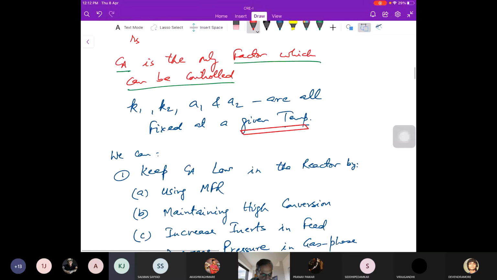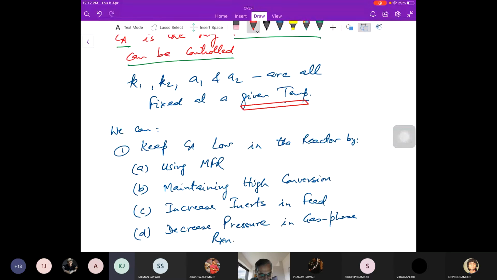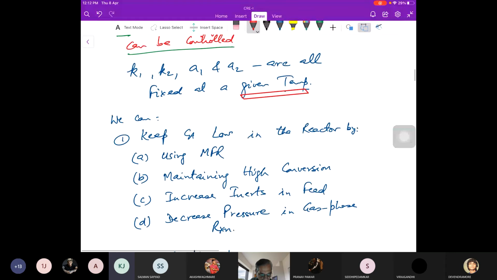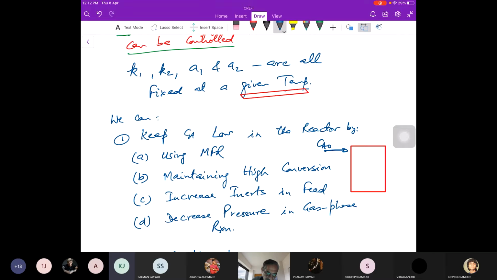Okay, in this case, we have seen this. We can keep Ca or reactant concentration low in the reactor by using MFR, because MFR में क्या होता है कि if you take feed at Ca naught, and the product concentration is Ca here, then the reactant here is immediately Ca.